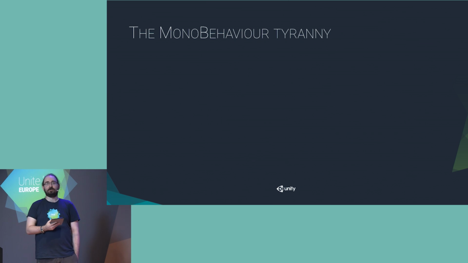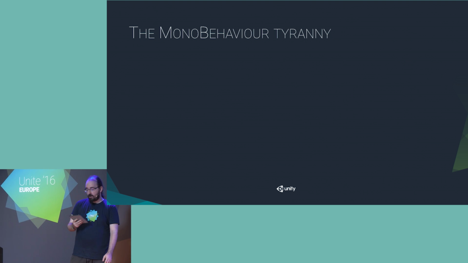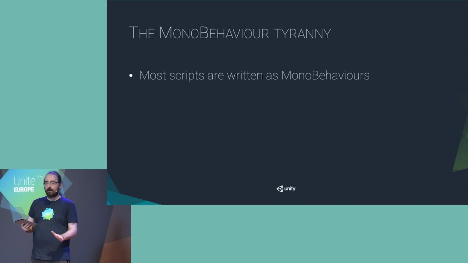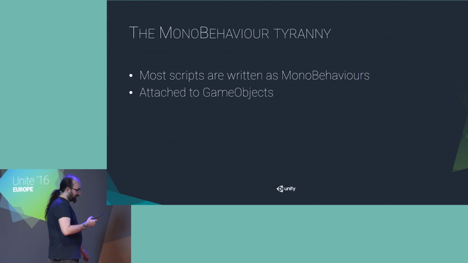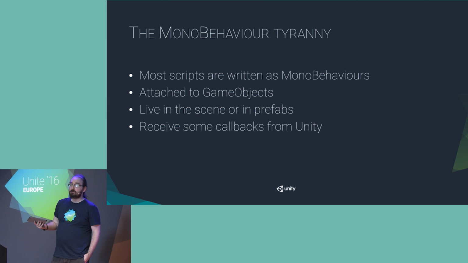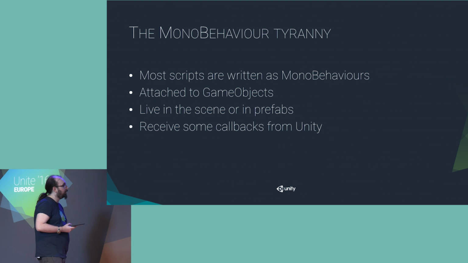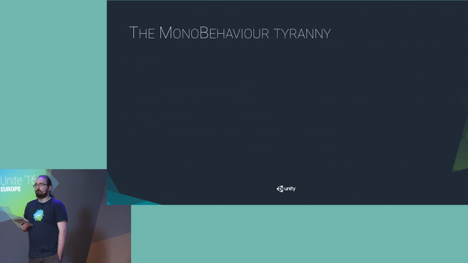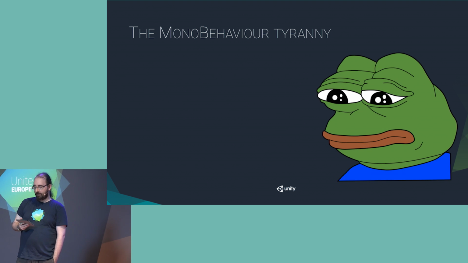What is the situation in the Monobehavior tyranny under the iron rule of Monobehavior? Firstly, most scripts are written as monobehaviors. This is not news to any of you. They are attached to game objects. They live in the scene or in prefabs. And they receive some callbacks from Unity, update, start, etc. Now, the thing about the Monobehavior tyranny, it is a horrible, horrible place. It makes Pepe sad.